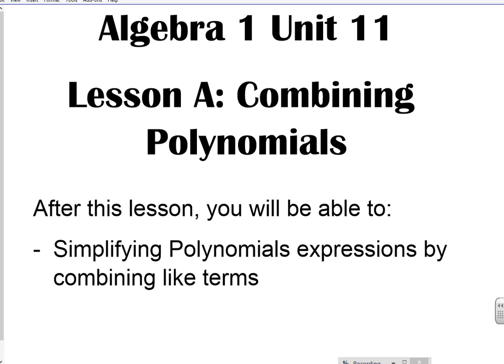This is Algebra 1, Unit 11, Lesson A, Combining Polynomials. After this lesson, you will be able to simplify polynomial expressions by combining like terms.